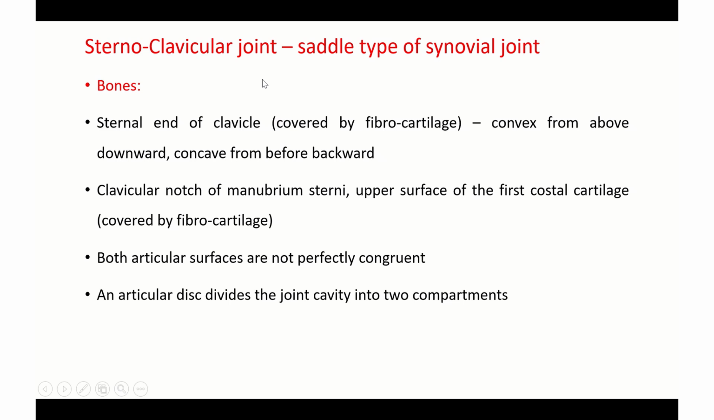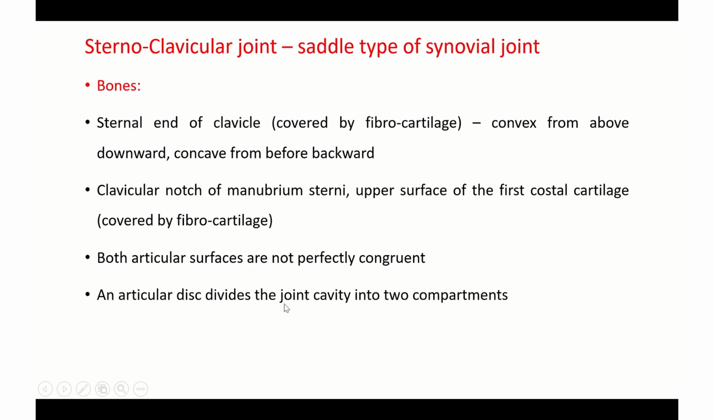So sternoclavicular joint, it's a saddle type of synovial joint. Bones and articular surfaces, if you observe, it is the sternal end of the clavicle. This is covered by fibrocartilage. It is convex from above downwards and concave from before backwards. The clavicular notch of manubrium sterni, and also the upper surface of the first costal cartilage, are also covered by fibrocartilage. Both these articular surfaces are not perfectly congruent.